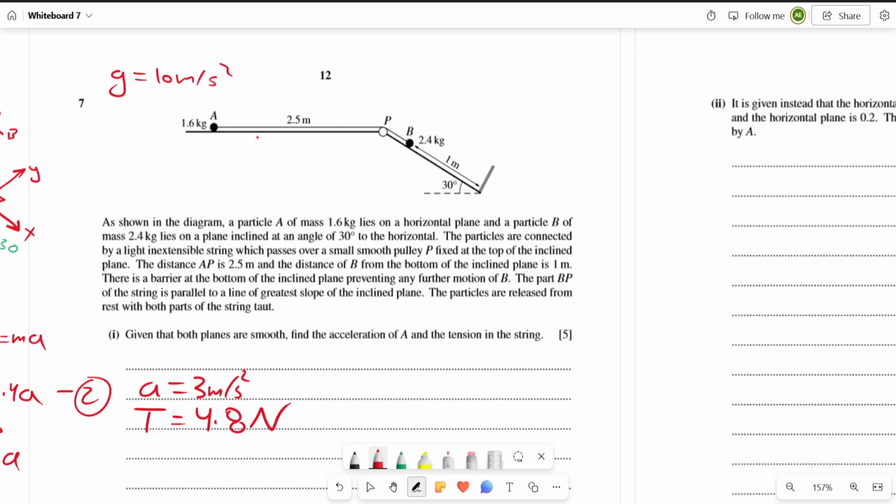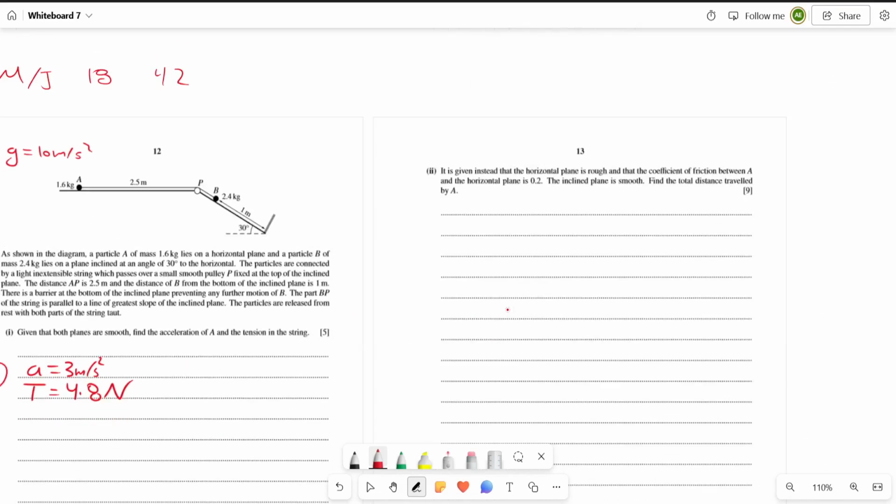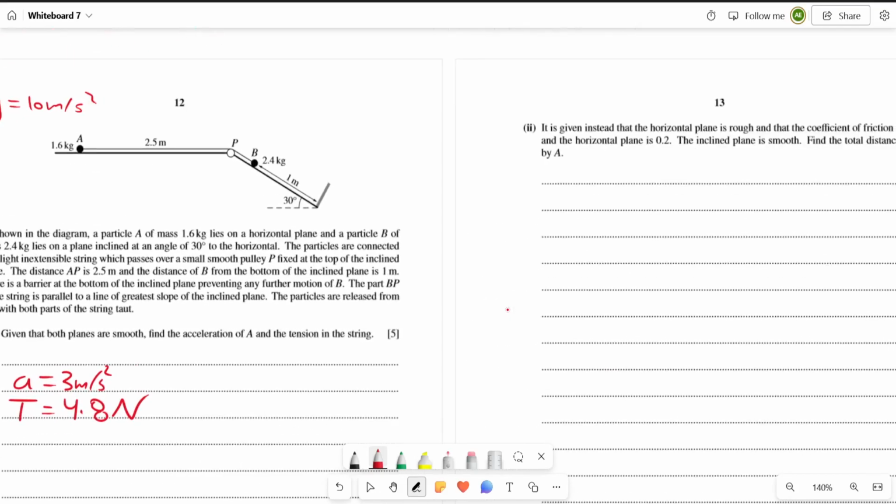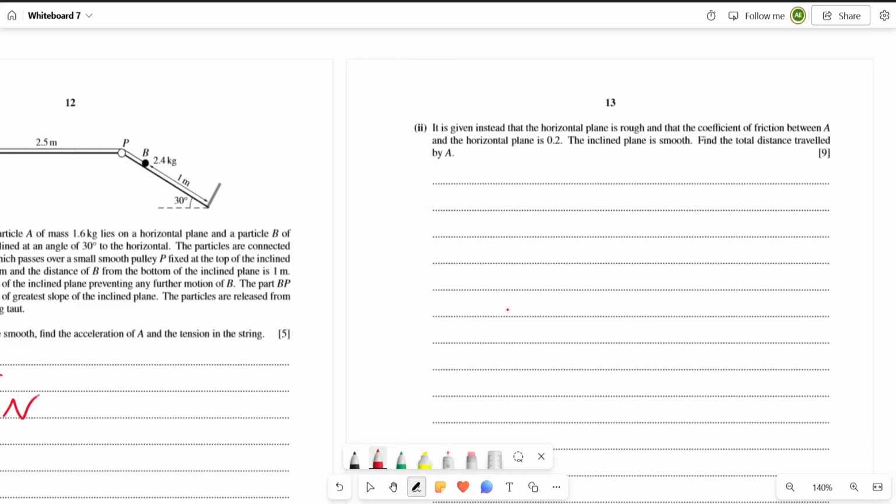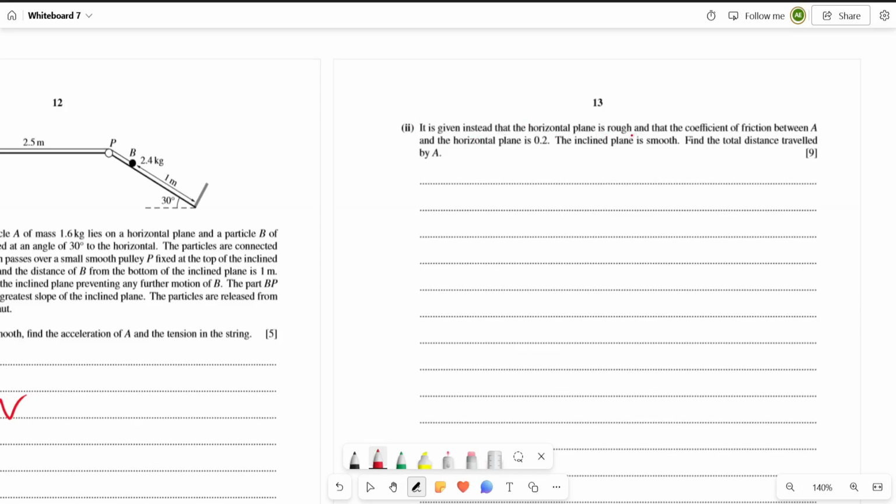Okay, whenever you have anything that changes, you need to redraw your free body diagram and never use anything from the previous part. I cannot say that the tension in the second part is going to be 4.8 or the acceleration is going to be 3. No, if something changes, everything changes, except the things that are properties like mu or the masses, these things don't change.